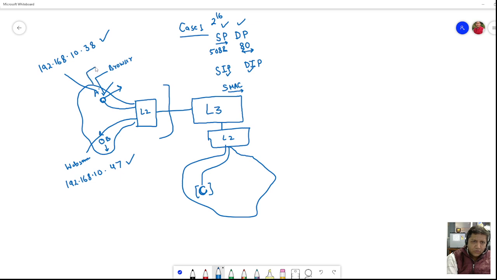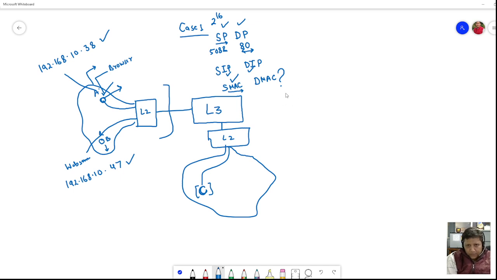A knows the source MAC because A knows the MAC address of its own. The source MAC is done. Destination MAC address, that's the question. Until we have the destination MAC address field filled, our packet will not go out of a machine. Forget about how it will transfer in the network. So that's the biggest issue: how to know the destination MAC address.